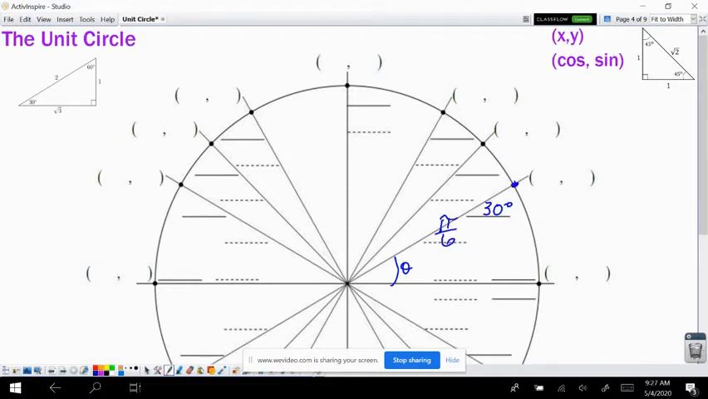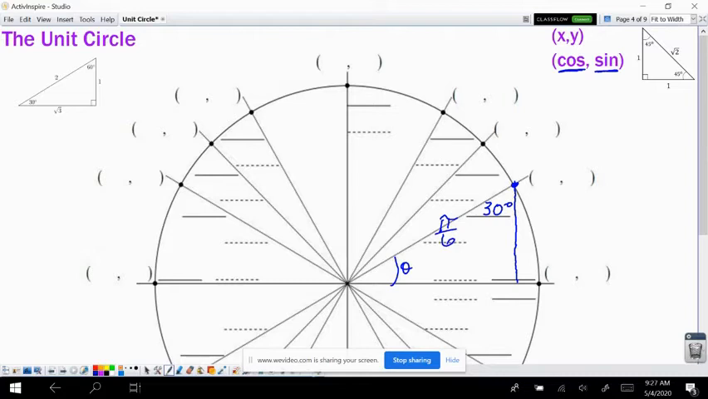Here's the point where our terminal ray intersects the unit circle, and we're going to think about what would happen if we made a triangle here to come up with our x and y coordinates. Well, we remember that the x-coordinate is the cosine of that angle, and the y-coordinate is the sine of that angle.